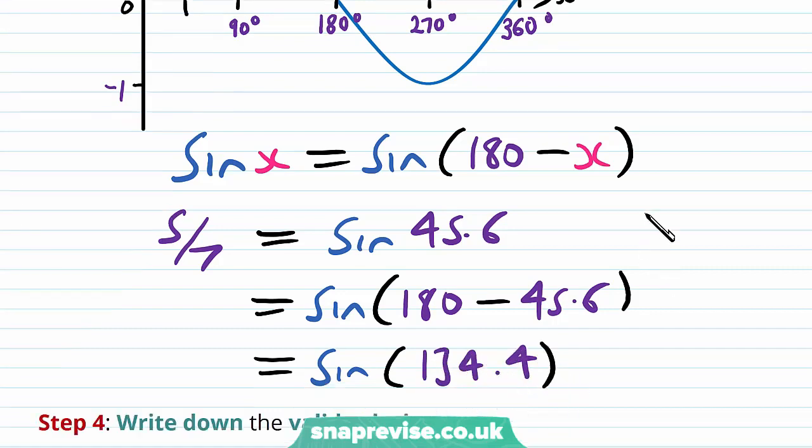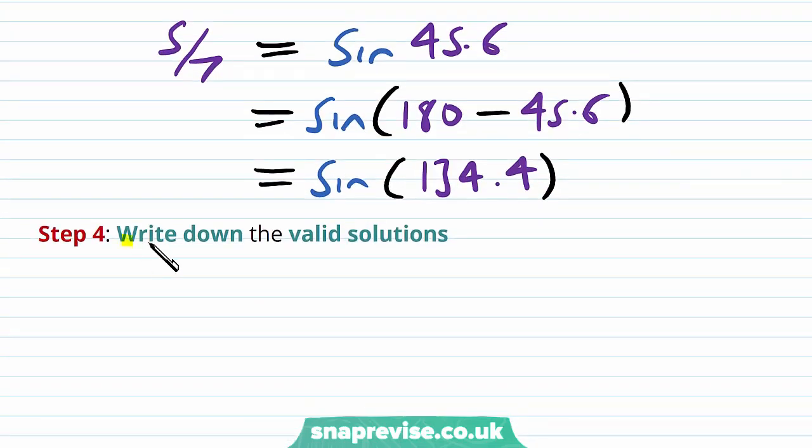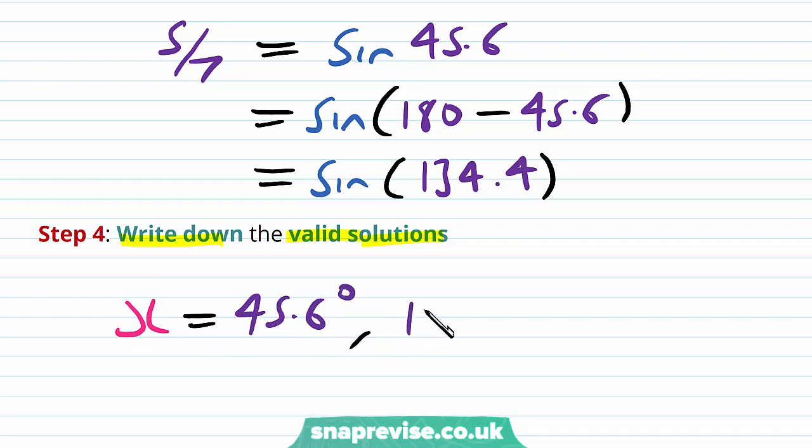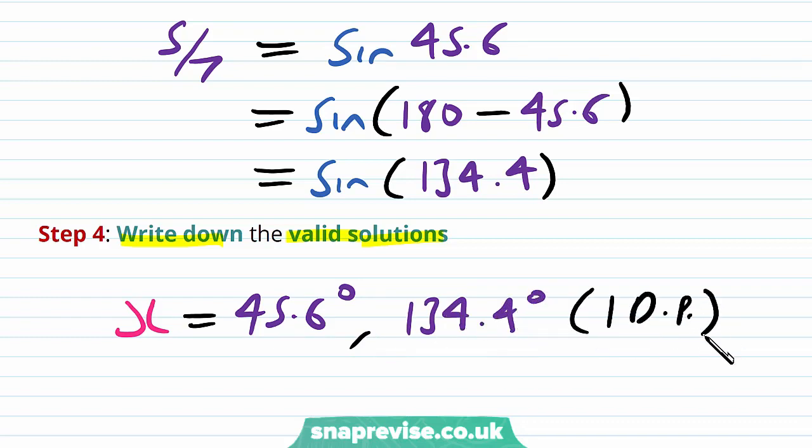And this gives us the sine of 134.4. And therefore our last step is to write down the valid solutions. We have that the solutions are x is equal to 45.6 degrees and 134.4 degrees, and both are to one decimal place.